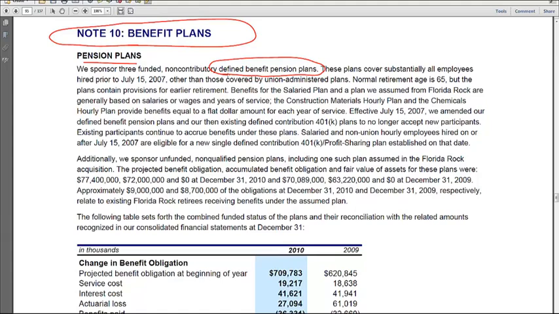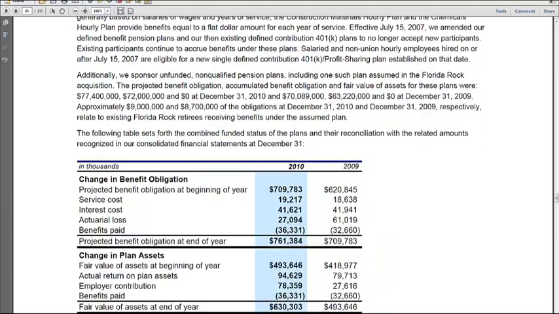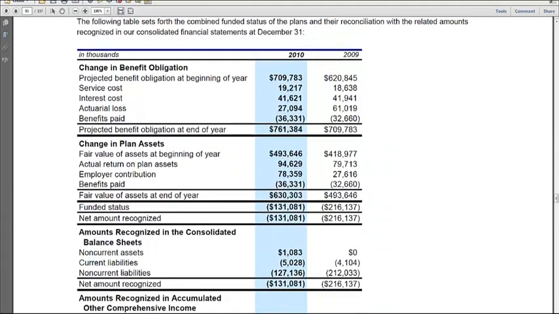So defined benefit means that when you retire, you're guaranteed to get a check from Vulcan Materials every month with a certain pension plan. So what you have to do to account for this is, first of all, show how big the liability is for these future pension payments. So this projected benefit obligation of $761 million represents the present value of all of the expected payments they have to make to retirees after they retire.